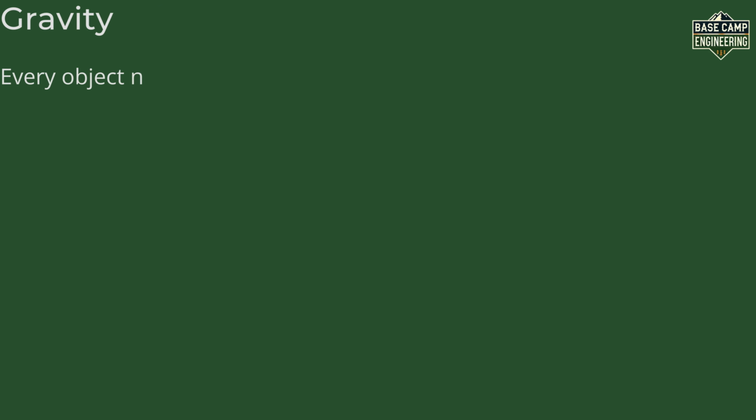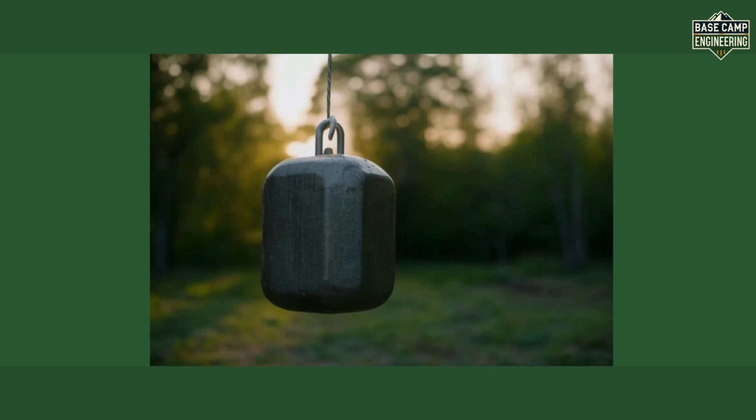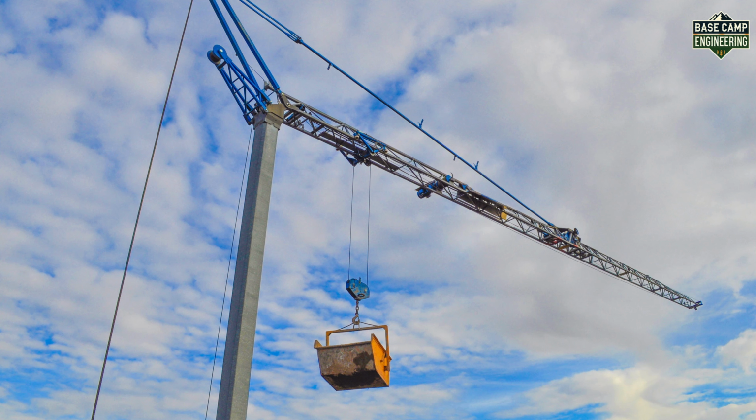First, gravity. Every object near Earth's surface experiences a downward gravitational force, calculated as F_gravity equals mg, where m is the mass in kilograms and g is the gravitational acceleration, typically 9.8 meters per second squared at sea level. For a 20 kilogram hanging weight suspended by a steel cable, F_gravity equals 196 newtons downward. This force acts at the object's center of mass, pulling it towards the Earth's center, and is a constant consideration in structural and mechanical design such as crane systems or suspended loads.